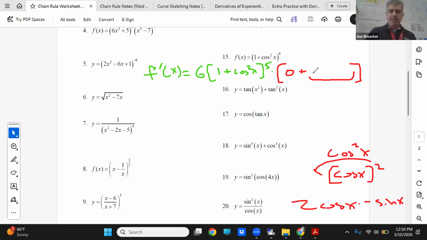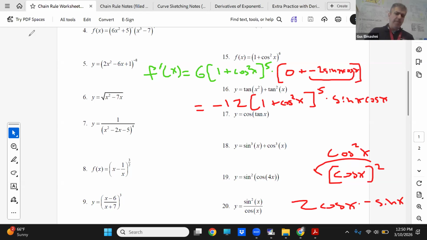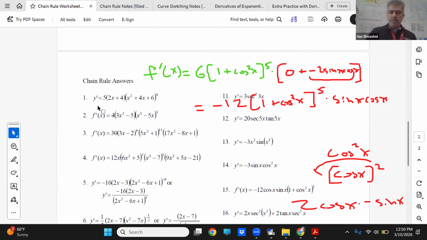So you bring it back into the mix. So -2 sine x cos x. And the final answer should be -12, 1 plus cos squared x raised to the 5th power times sine x cos x. So yeah, that was a double chain because you had to do another chain rule within the chain rule. Yeah, that's what they have.